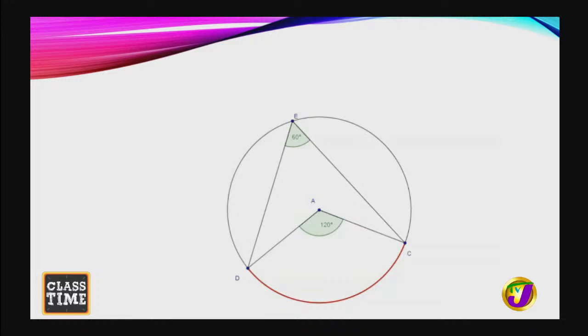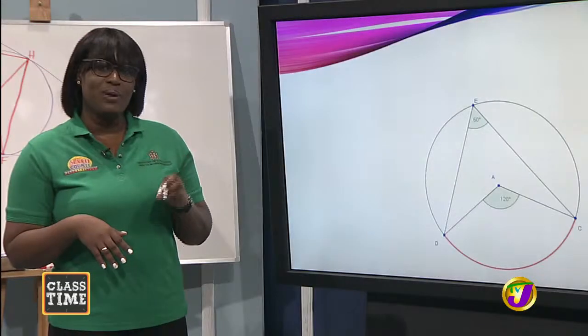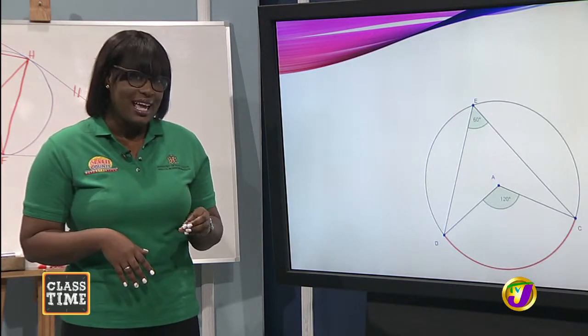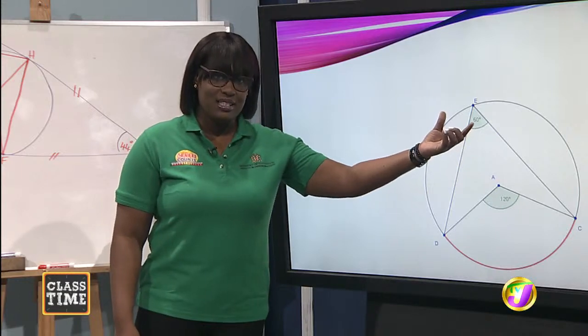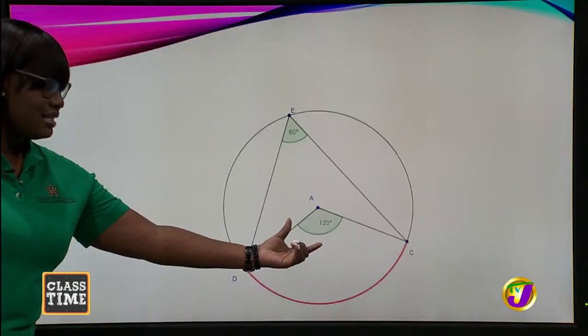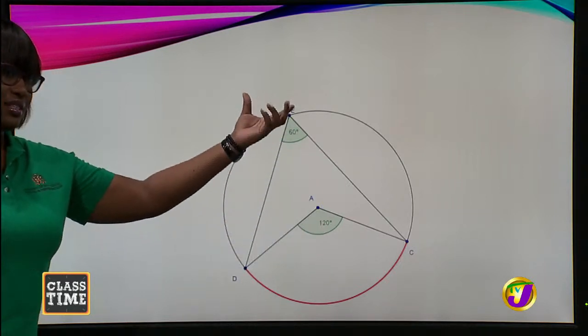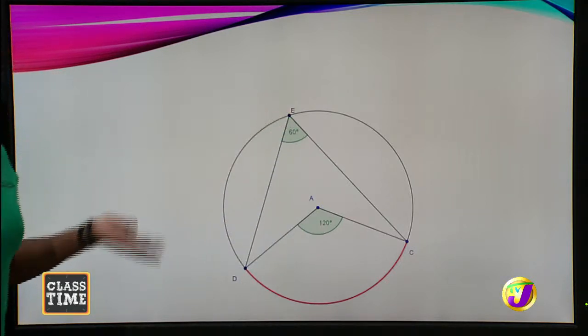Okay. The angle closest to the circumference measures 60 degrees, and the angle at the center of my circle measures 120 degrees. Now, if my math is correct, which sometimes it's not, I think 120 degrees is twice 60 degrees. So I'm noticing that the angle at the center of the circle is twice the measure of the angle at the circumference of my circle. That's what I'm seeing.